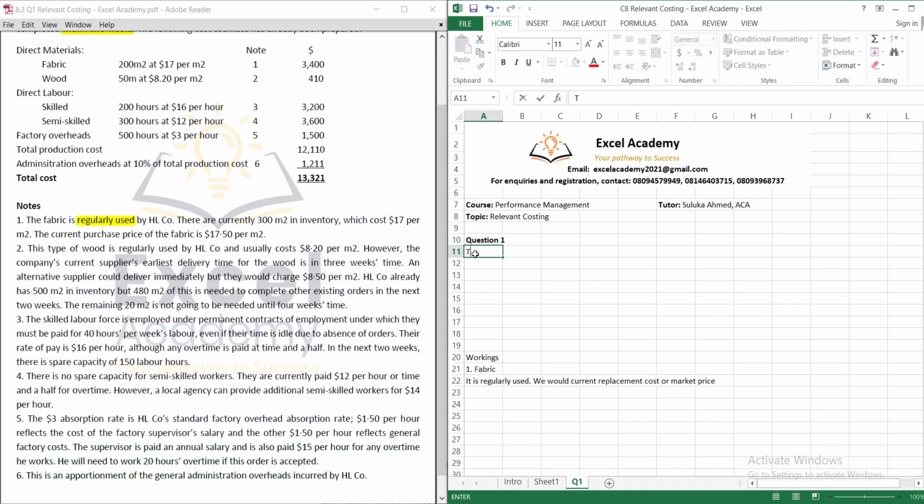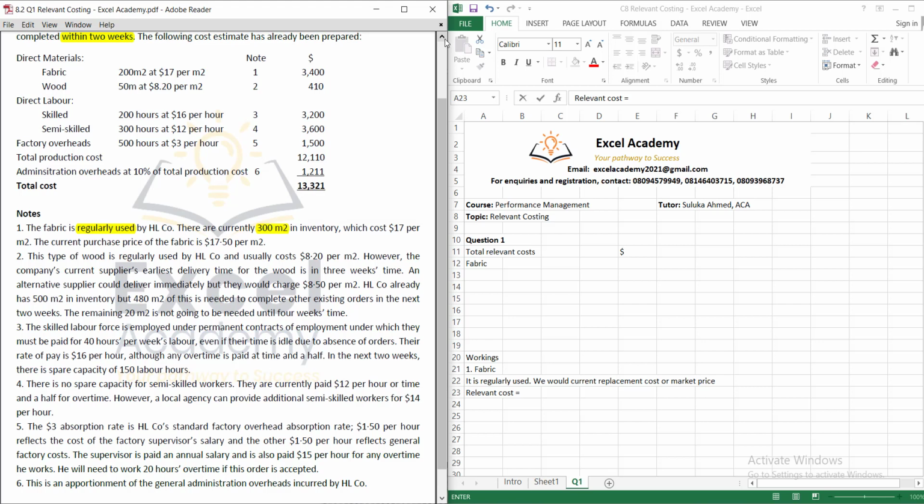We now have the total relevant cost, and we have fabric. The relevant cost of fabric would be, here there are currently 300 M2 in inventory. The material is measured in M2. The cost price for the 300 M2 is $17 per M2. Then the current purchase price is 17.5. That is what we are going to use. And here now we needed 200 M2. The relevant cost will now be 200 M2 multiplied by the current market price of 17.5. That will give us 3,500.